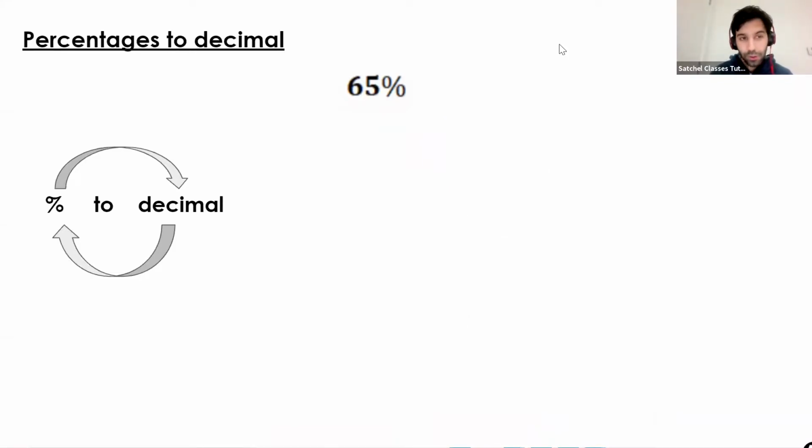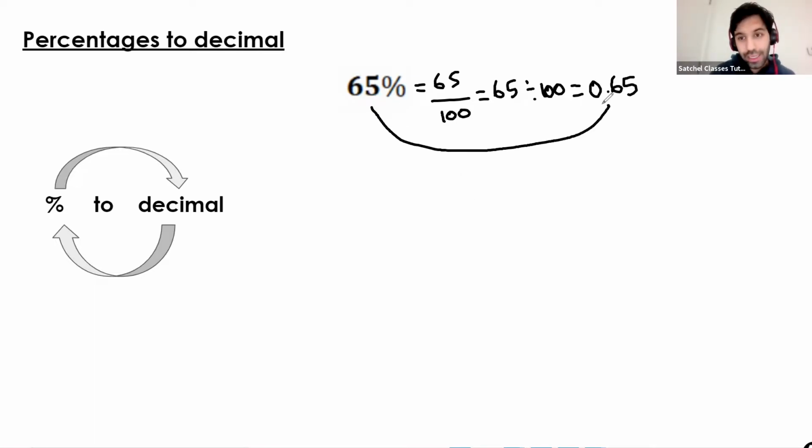I suppose before we do examples, there's another one that I just want to quickly cover. It's percentages to decimals. So we've got 65%. Now we said 65% is the same as 65 over 100. Now 65 over 100 is the same as 65 divided by 100. So 65 divided by 100 is going to give us 0.65.